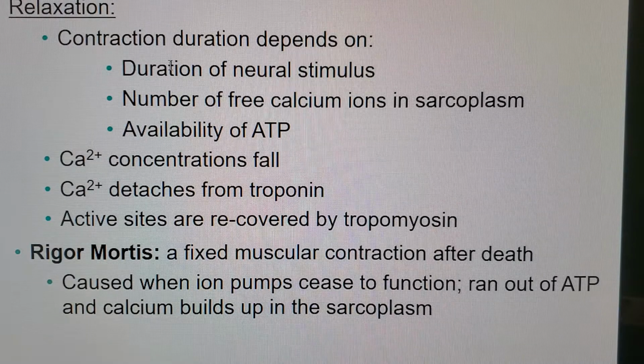What is rigor mortis? This is a fixed muscular contraction after death. The ion pumps are not working anymore. The ATP is used up. Calcium is built up in the sarcoplasm. And that's the end. Rigor mortis.